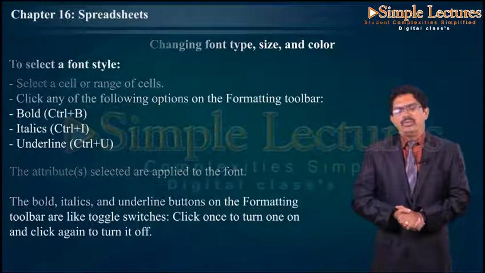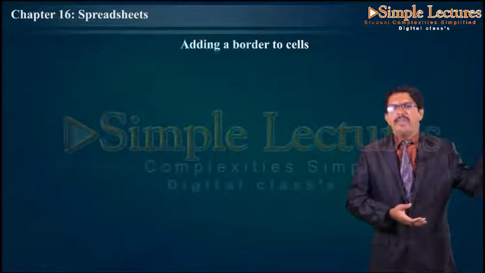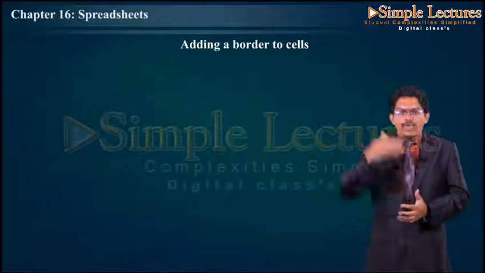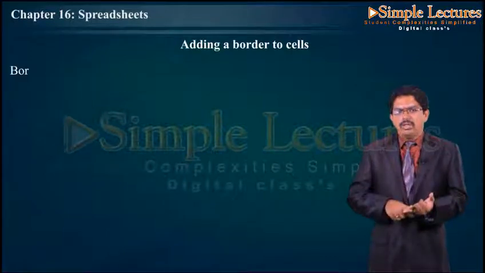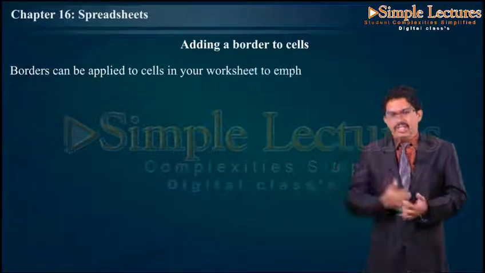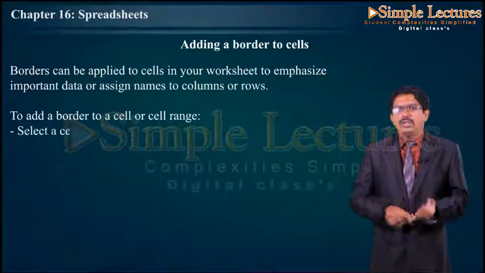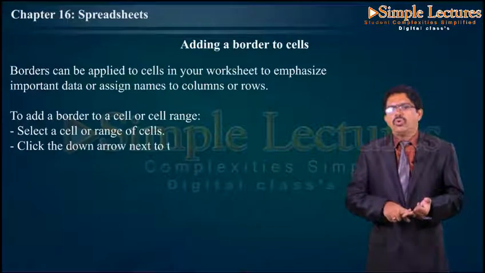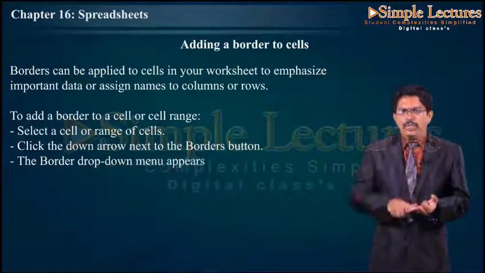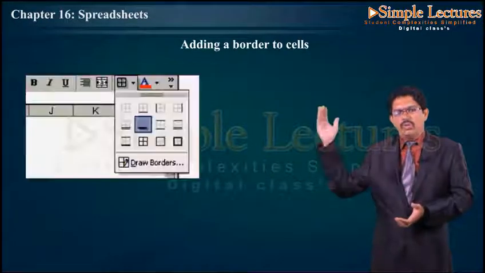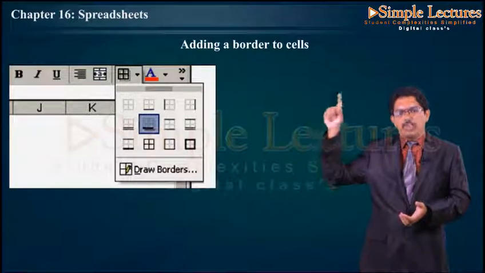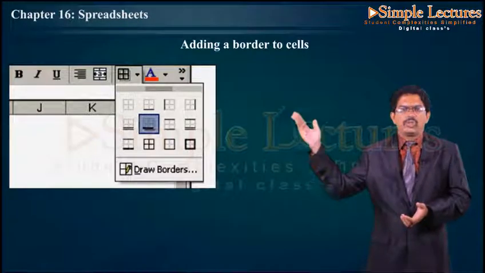Now, let us go for adding a border to a cell. Borders can be applied to a cell to emphasize the data. To add a border, select a cell, click the drop down menu, and the border drop down menu appears. So, this is the window. You can select a border, 4 borders, thick border or thin borders.